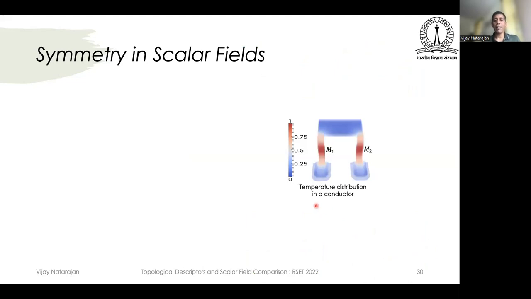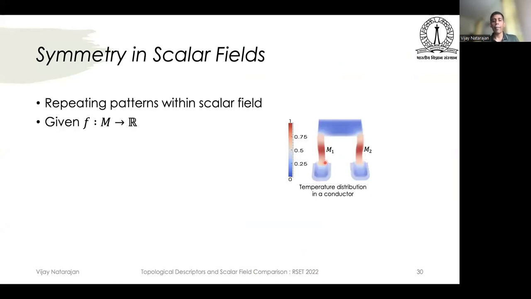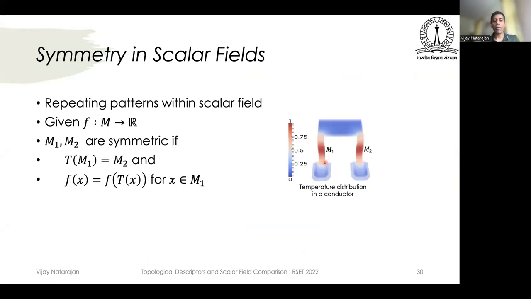An important application of this comparison is towards the extraction of symmetry in scalar fields. When we have a scalar field such as this, we would like to discover that M1 is similar to M2, both in terms of geometry, right, and in terms of the scalar value. So we want to find such repeating patterns, M1 and M2, where M1 is a geometric copy of M2 via some transformation. We want, in addition, that this transformation preserves the scalar values.